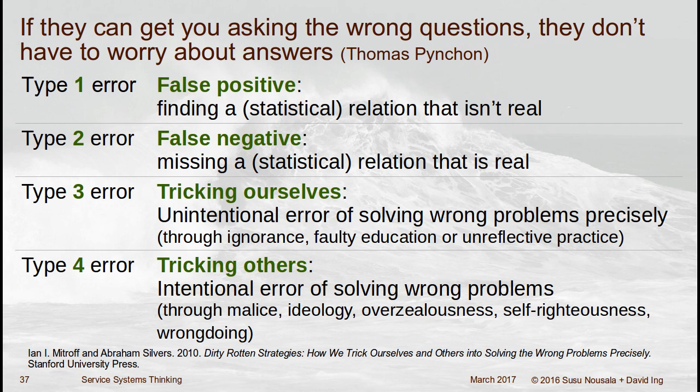Now, this is something you have to look out for when you're looking at science. There are usually two types of errors that people make, and then there's a third type that most people know, and then I add the last one. So, it's statistics. How do people know what a type 1 and type 2 error is in statistics? When you use statistics, you're saying there's a relationship in the data.